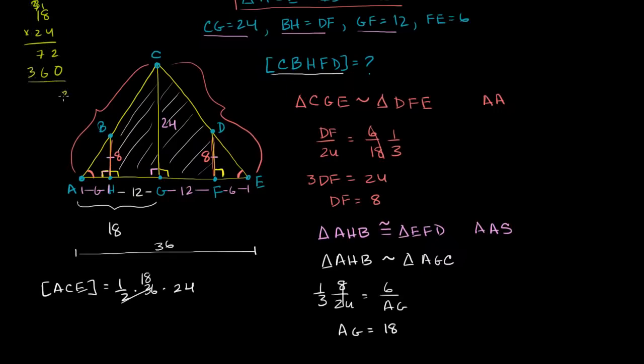And then you have a 2. 7 plus 6 is 13. 1 plus 3 is 4. So the area of ACE is equal to 432. But we're not done yet. This area that we care about is the area of the entire triangle minus this area and minus this area right over here. So what is the area of each of these little wedges right over here?